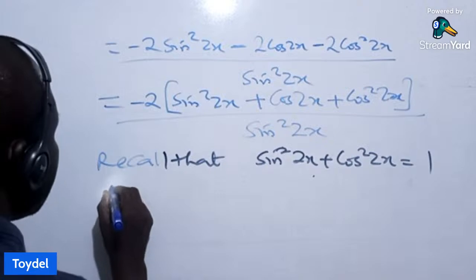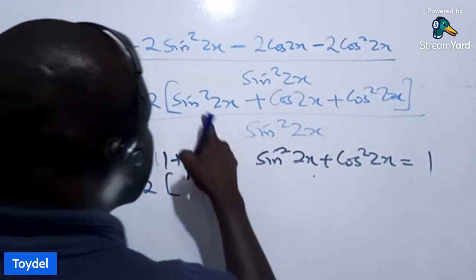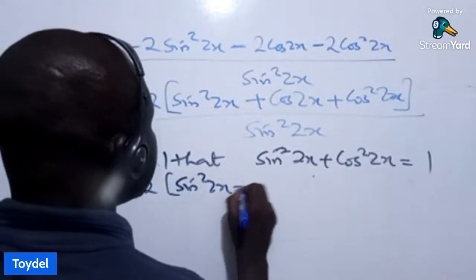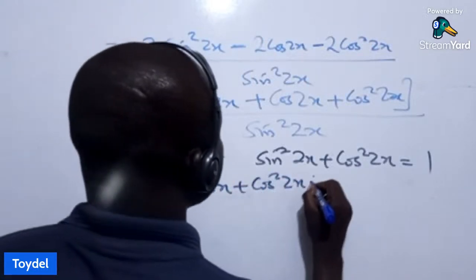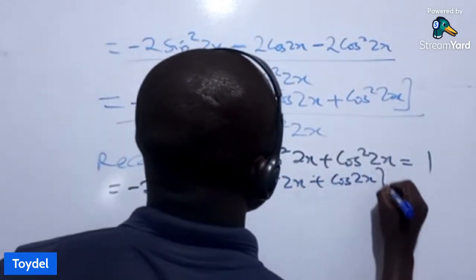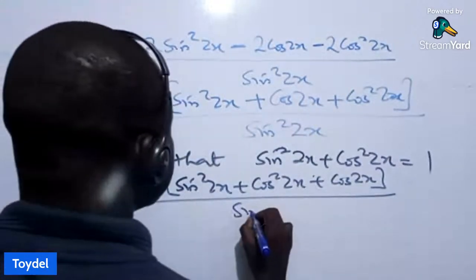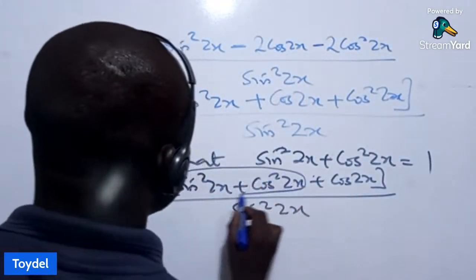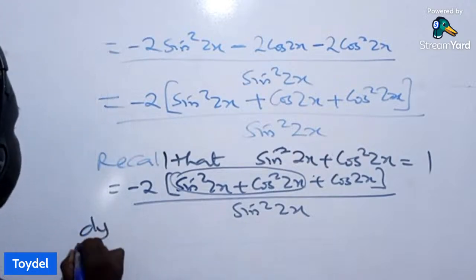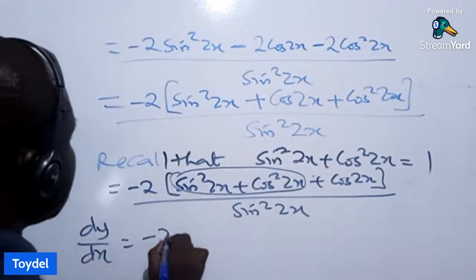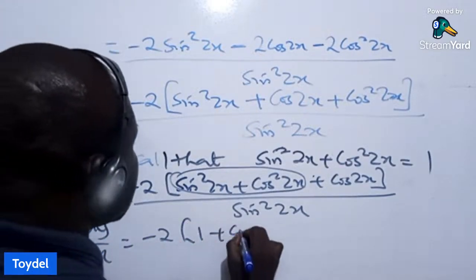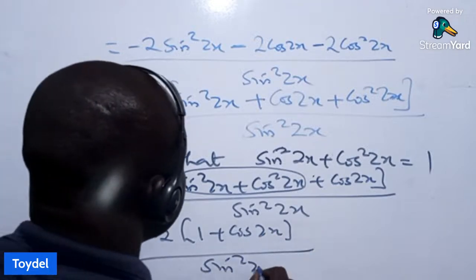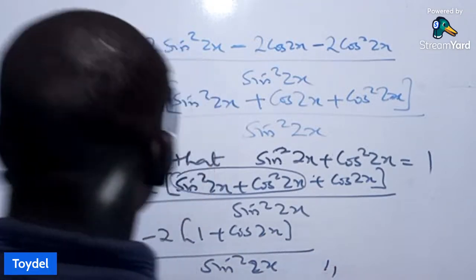So from there, I'm going to have minus 2 in brackets. I will combine these two together: sin square 2x plus cos square 2x, plus cos 2x, everything all over sin square 2x. So sin square 2x plus cos square 2x is going to give me 1. So dy/dx will now be equal to minus 2 into bracket 1 plus cos 2x, all over sin square 2x. And that's what you are going to get.